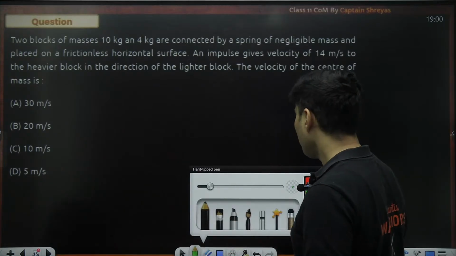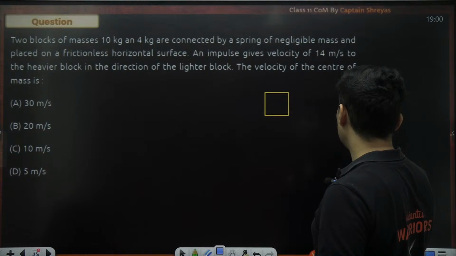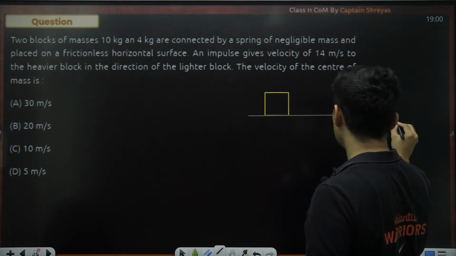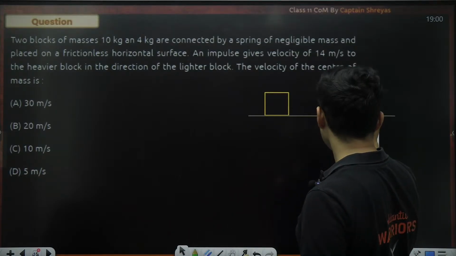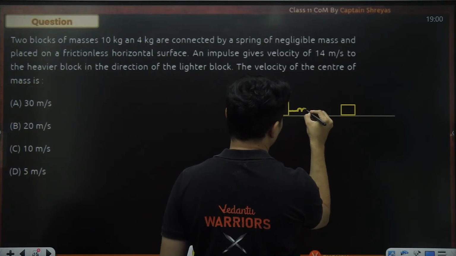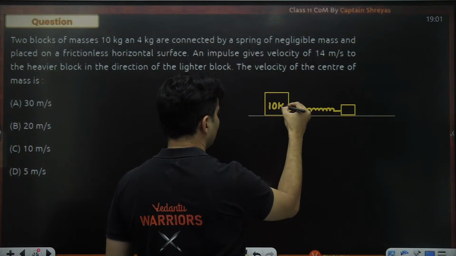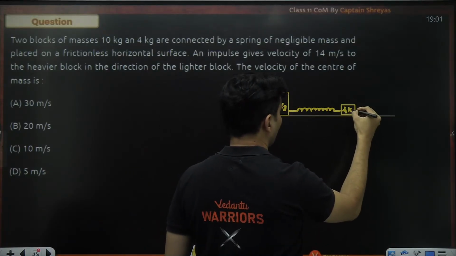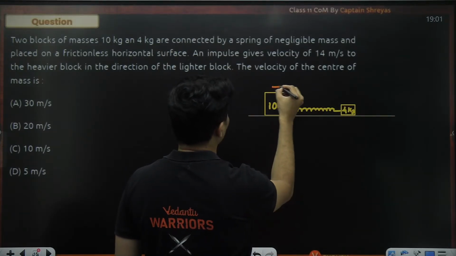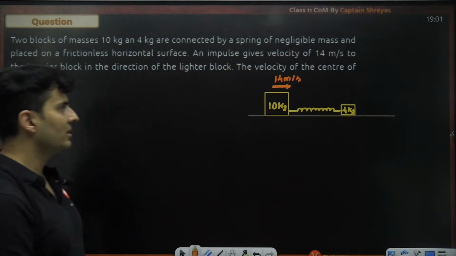Interesting question. Let's think. There is this heavier mass here, here is the lighter mass, and here is the surface, maybe like this. Okay, and they are connected by a spring like this. This is 10 kg, this is 4 kg, and you have given a velocity of 14 meters per second to this one. The question is, what is the velocity of the center of mass?